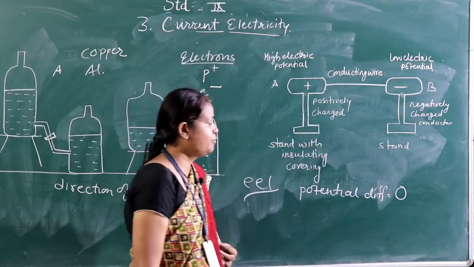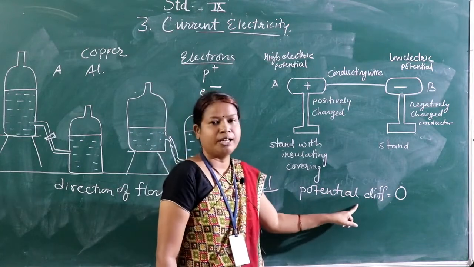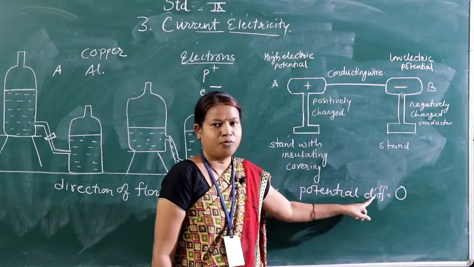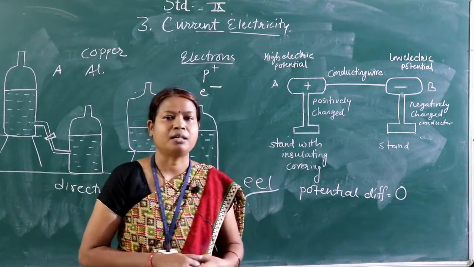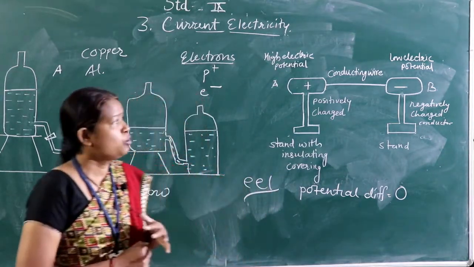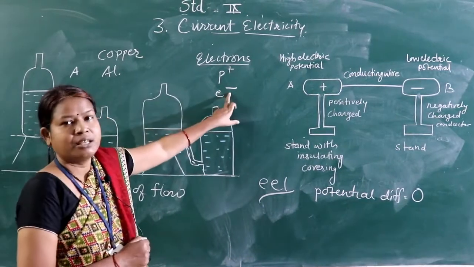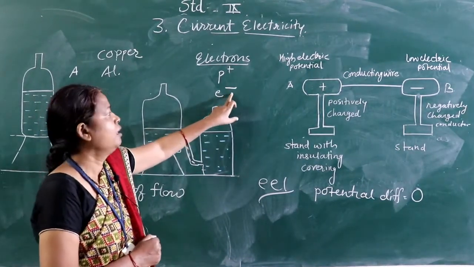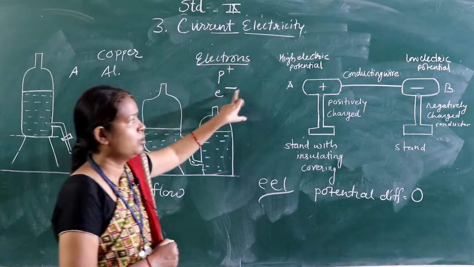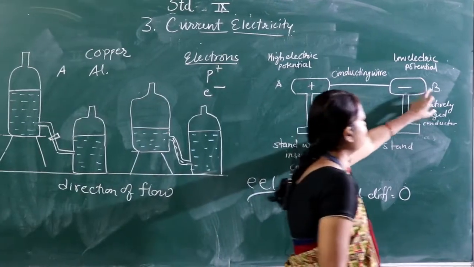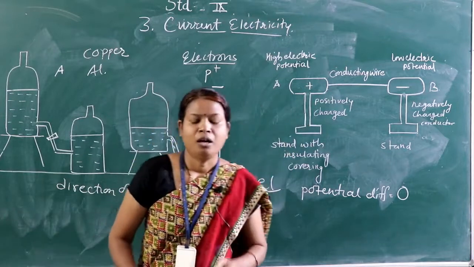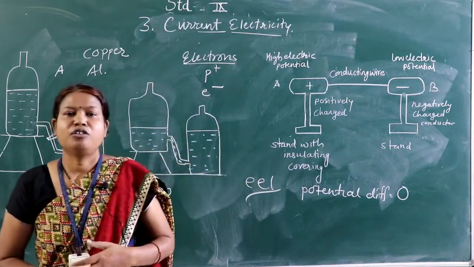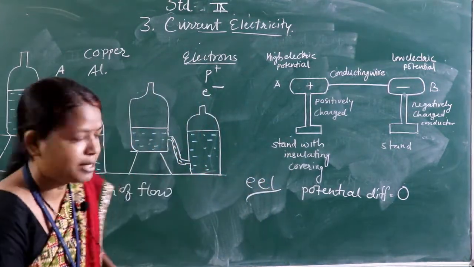So this difference is called potential difference. For this we have two terminals, one positive terminal and another negative terminal. As you all know, negative means electrons, so definitely the transfer of electrons takes place from this terminal to this terminal. Now the next topic: what is the meaning of potential difference of a cell?